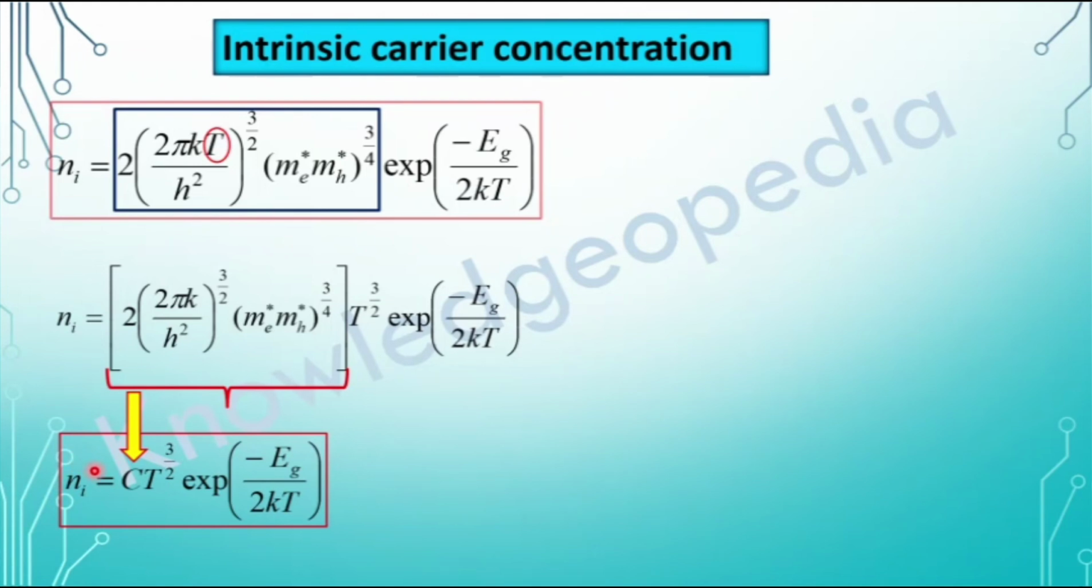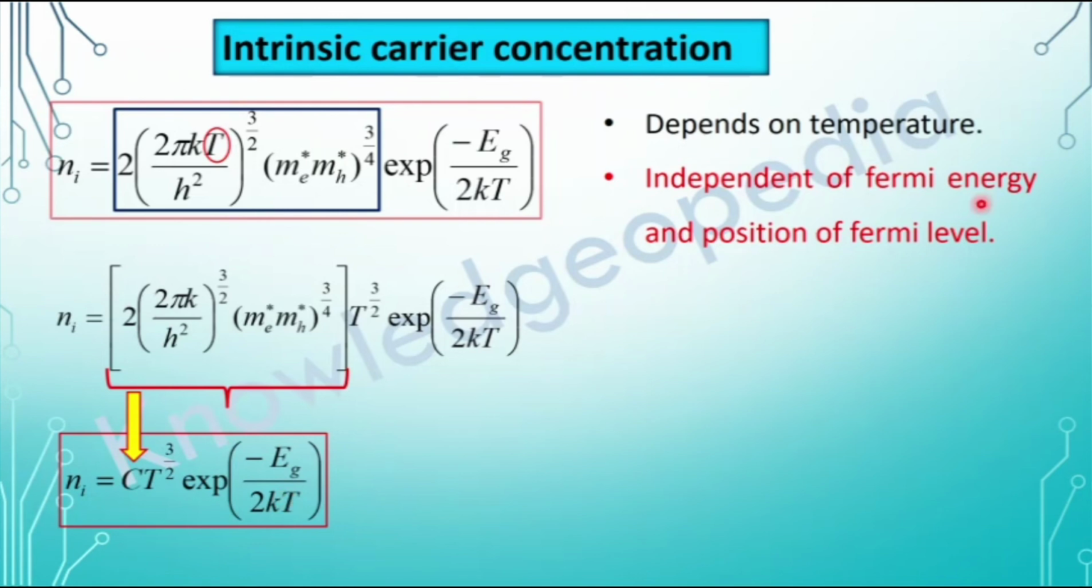Finally, let us see what are the quantities on which this intrinsic carrier concentration depends on. First one is, it depends on the temperature, that we have already discussed. Here you can see there is a temperature dependency coming from this term and also from this. So, the intrinsic carrier concentration depends on temperature. Coming to the second point, it is independent of Fermi energy and position of Fermi level. You can see here nowhere we are getting the Fermi energy EF. So, it is independent of Fermi energy and position of Fermi level.